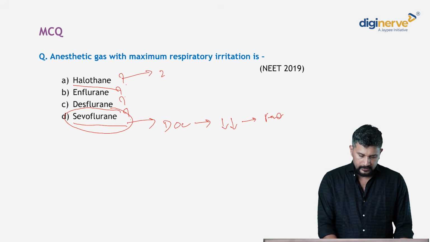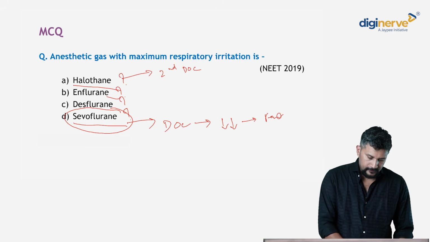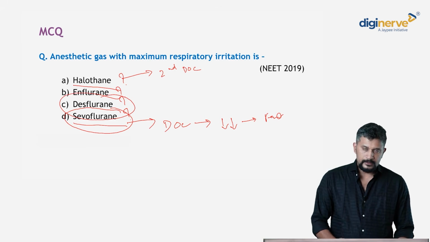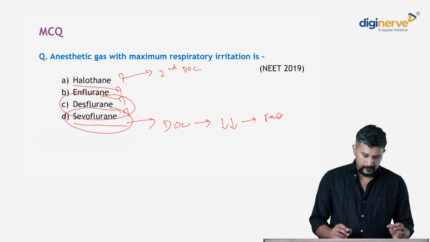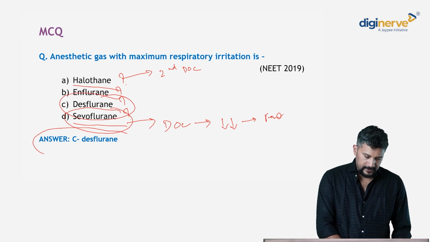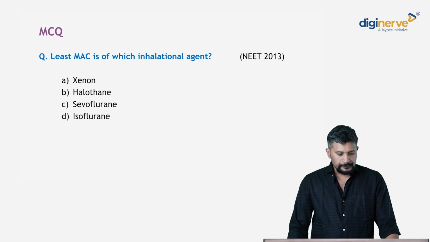Halothane is a second drug of choice for inhalational induction. Both of these drugs do not cause any respiratory irritation. Desflurane, however, is the one which is very irritant to the respiratory tract. Please do remember that desflurane is irritant to the respiratory tract, and therefore the correct answer is C, desflurane.